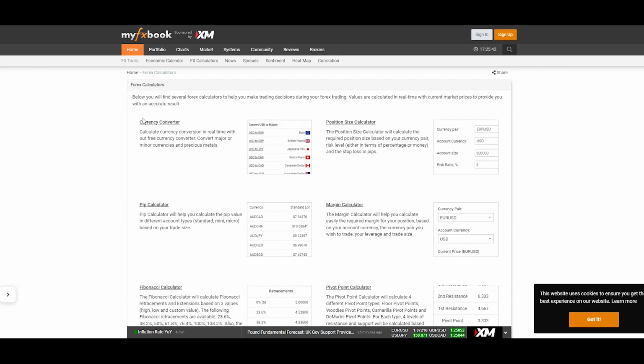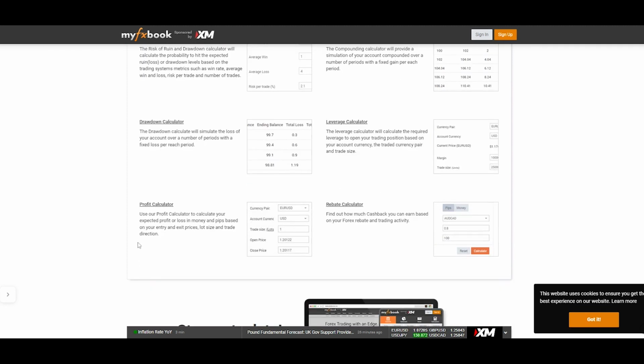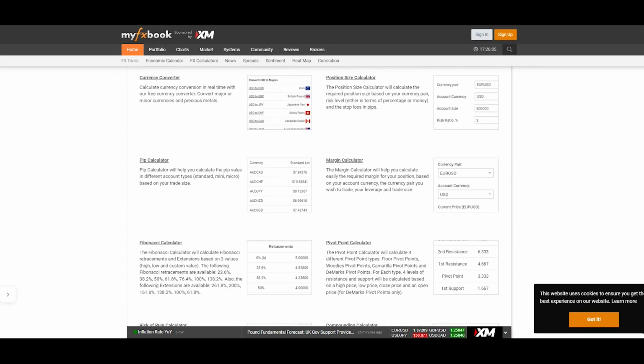It has the other options here: the currency converter, pip calculator, position size calculator, margin calculator, and right here you have a leverage calculator. So you have everything, profit calculator here. If you want to go through that, that is from myfxbook.com. So this is how you can calculate if you are trading on the MT4 platform.